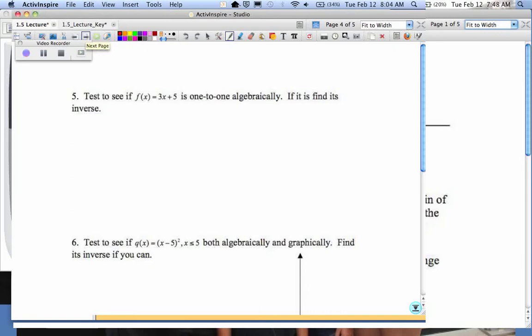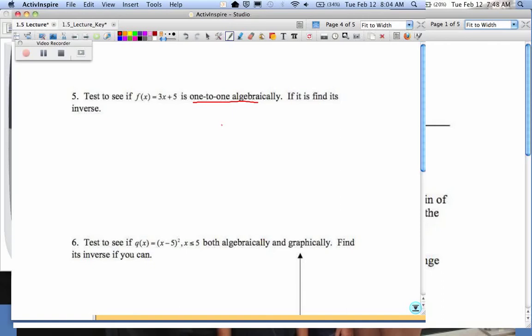The one-to-one property. Test to see if something is one-to-one. You're supposed to use the one-to-one property to determine whether or not there is an inverse function to find.